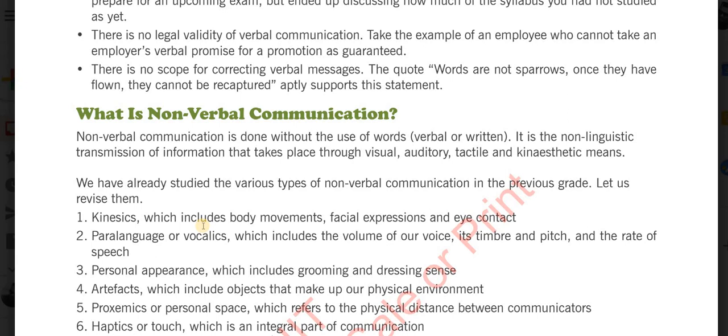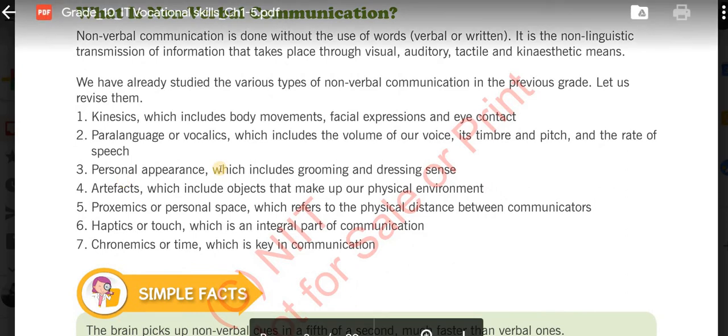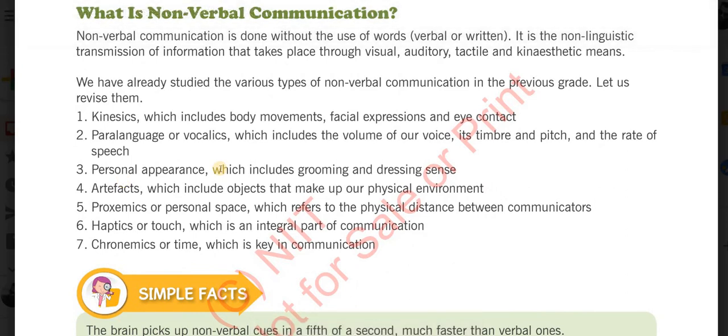So let's recap all these things a bit. Personal appearance, which includes grooming and dressing sense. This is very important. You should be presentable all the time. Your presence makes a mark on the person you are talking to, or the audience you are addressing. That is non-verbal communication. You are communicating through your presence, through your appearance.